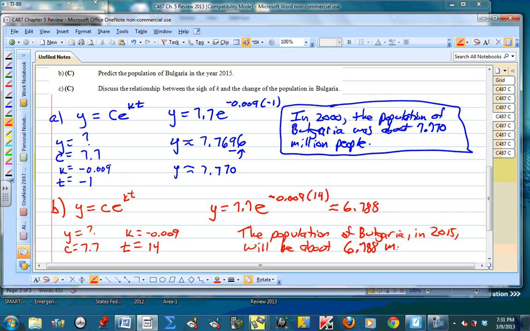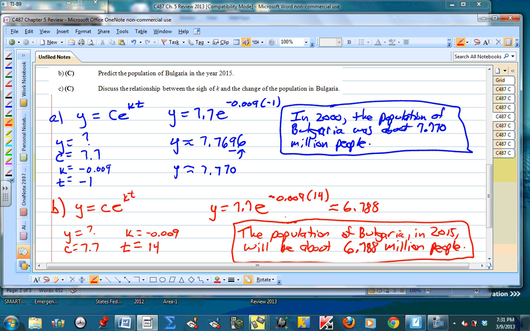Well, let's see, it's 2013 right now. So in 2 years, near the end of your sophomore year in college, why don't you look up the population of Bulgaria online, see how accurate our prediction is.